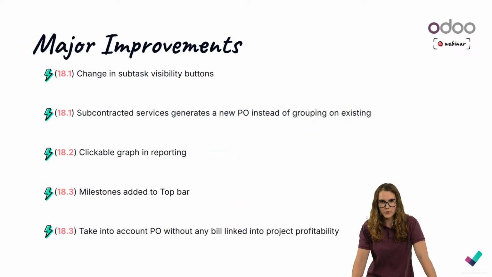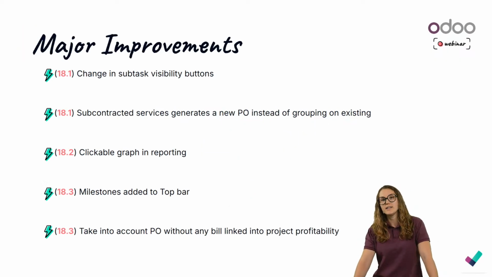Okay, so the first change we have in 18.1 is a change in the subtask visibility buttons. So basically what we used to have is that you would have a small eye icon on each subtask where you could activate or deactivate the visibility of the subtask. So it was really task specific. Well, now we have changed this such that you have a main button in order to show all subtasks.